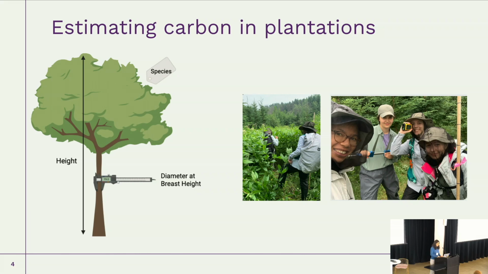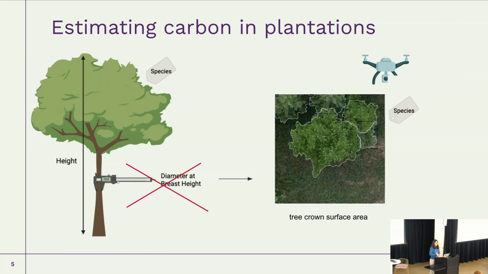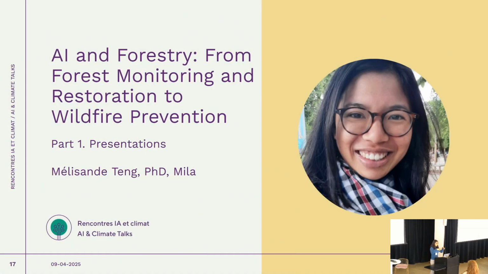Now, the good thing is that, as Etienne mentioned, there have been a lot of improvements in drone imagery technology, and so now we're able to have very, very high resolution images with drones that are pretty cheap. And this is interesting because instead of using the diameter at breast height as a way to recover the carbon, you can use the tree crown surface area from the image of the tree. There's some nice tree image over here, and ultimately also recover the carbon that is stored there.